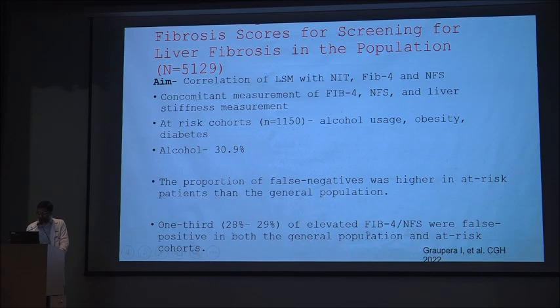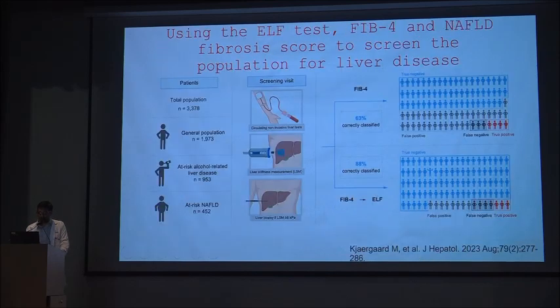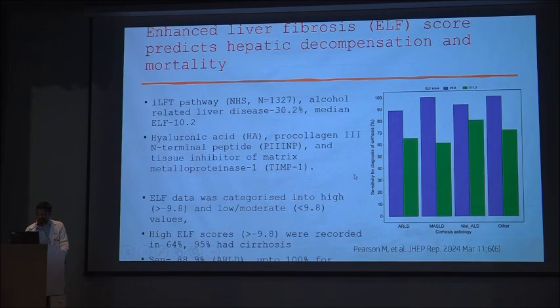They found that FIB4 or the NAFLD fibrosis score overestimated advanced fibrosis in 28%, or about 1/3 of the patients. This deficiency was seen in another study too, in the general population or even the at-risk population. FIB4 alone correctly classified only 63% of patients with LSM of more than 8 or more than 12, but when it was combined with the ELF score, it improved to around 88%.